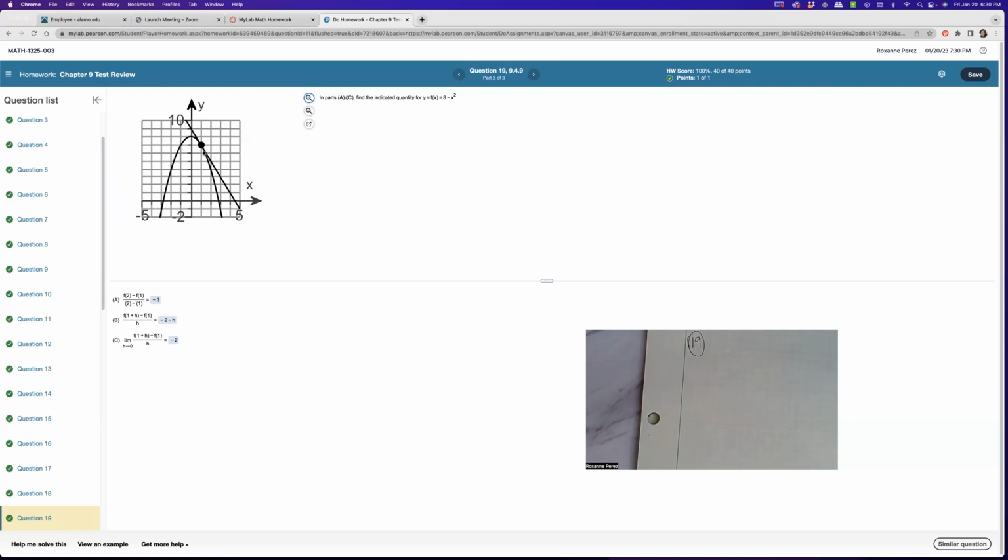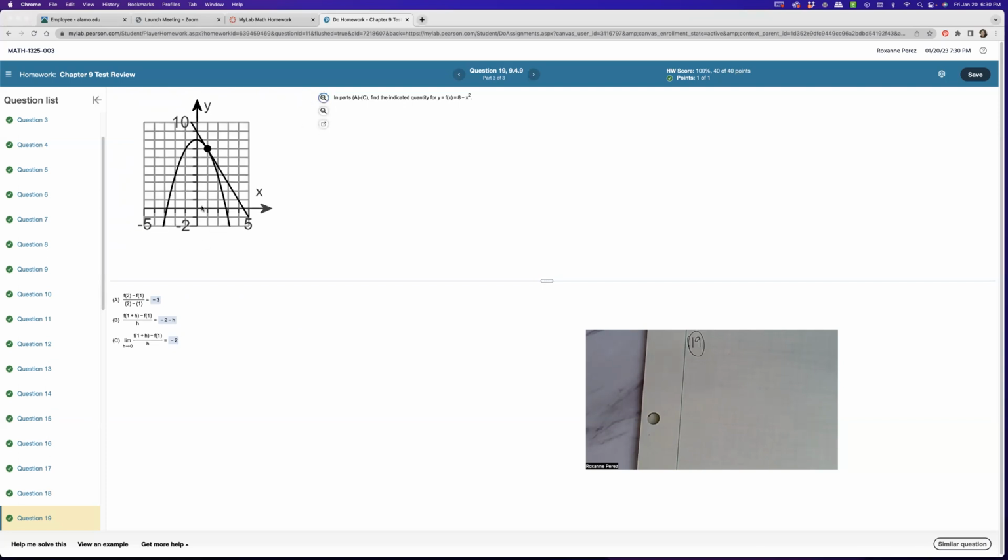That look right? No. Okay, f of 1, 2, all the way up. 1, 2, 3, 4, 5.